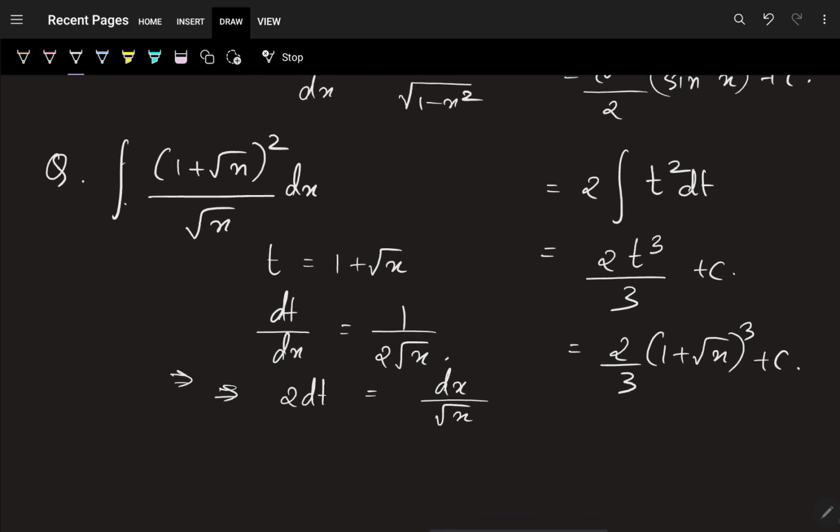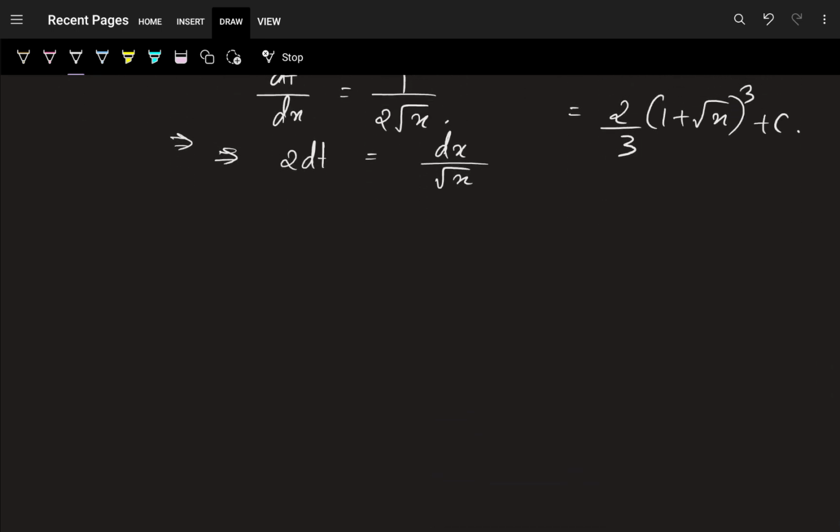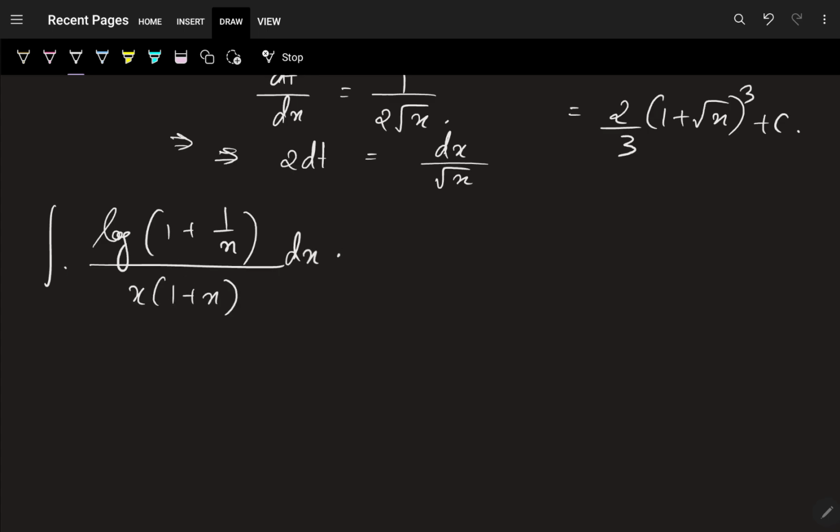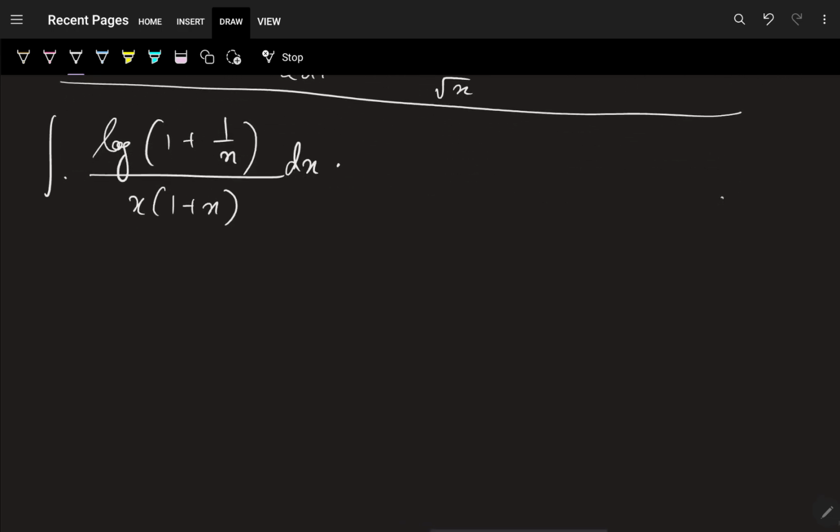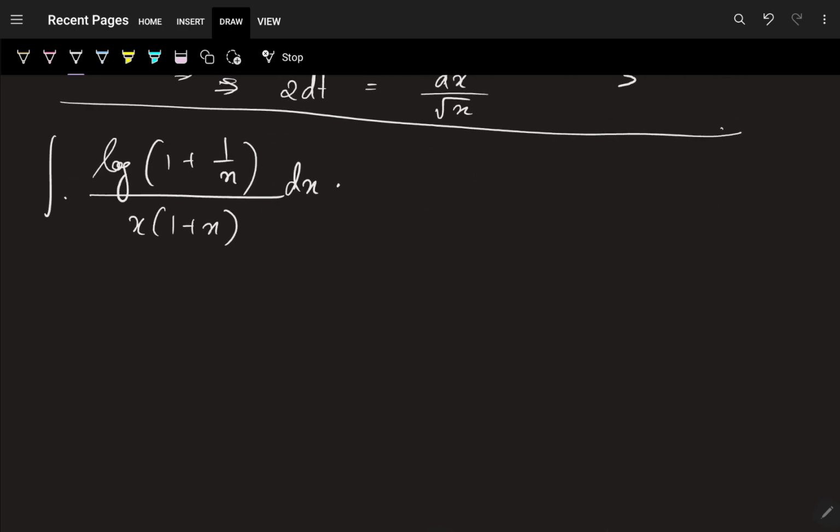Okay, moving on to the next question, we have integration of log of (1 plus 1 by x) upon x into (1 plus x) dx. Now see, this one is a little tricky because we cannot spot a derivative directly. We do not know how to integrate log x by the normal method unless you are aware of integration by parts. So the idea would be to take t as log of 1 plus 1 by x.